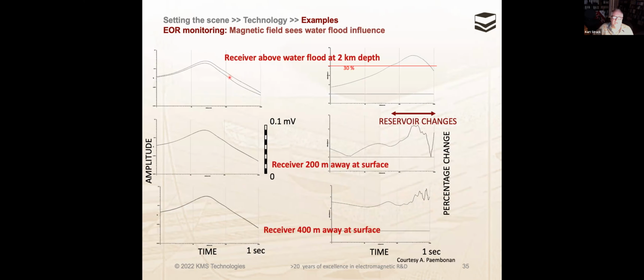Then after 2 days of water injection, we saw an anomaly of 30%. 200 meters away, this anomaly is significantly smaller. And if you wouldn't know where the reservoir is, you would not see anything 400 meters away. So what that tells you is you really have a localized change of the resistivity, and you can't really go further than the 200 meters away.